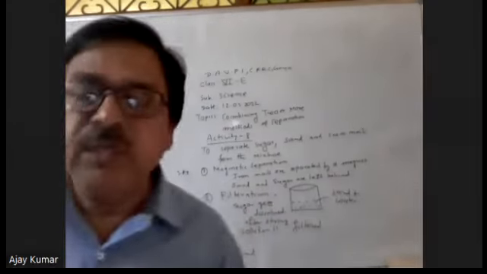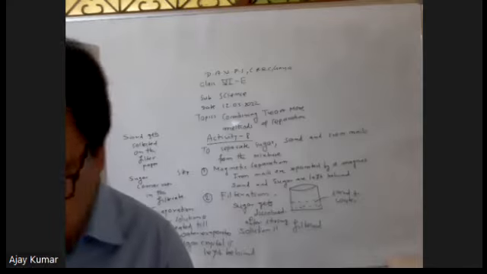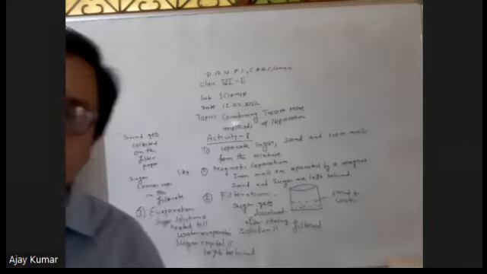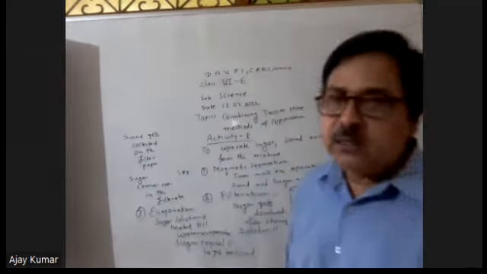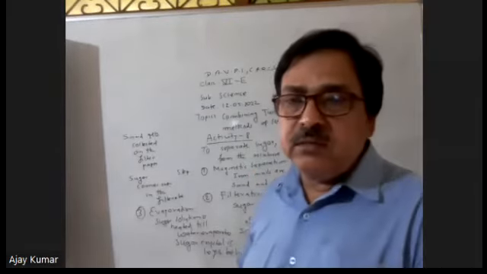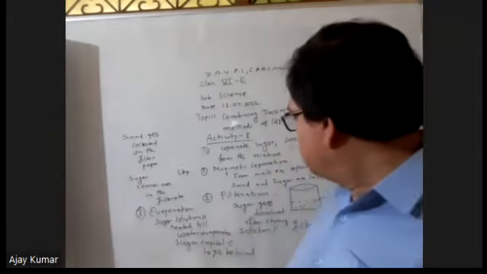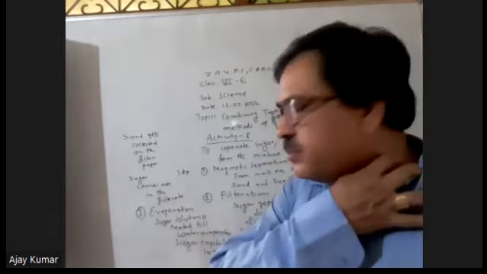So this is the method. You will note down how sugar, sand, and iron nails are separated. What steps are taken to separate out? The three steps are here: magnetic separation, then filtration, then evaporation.